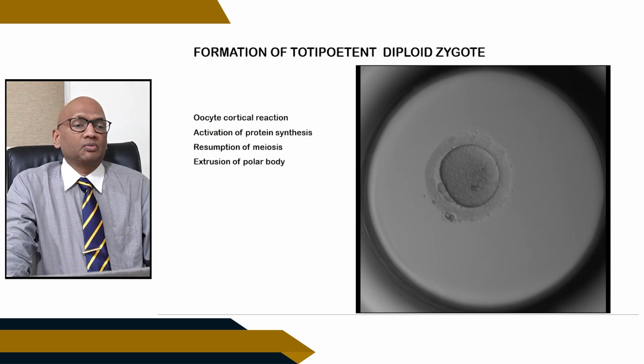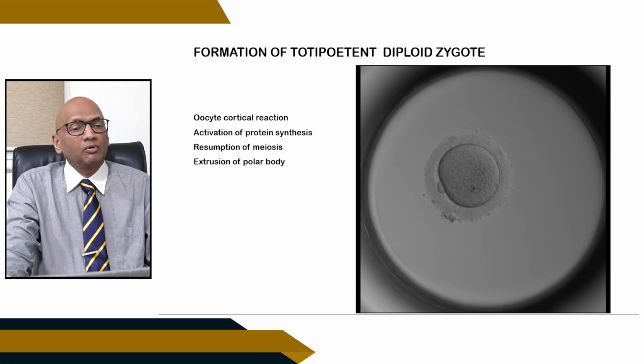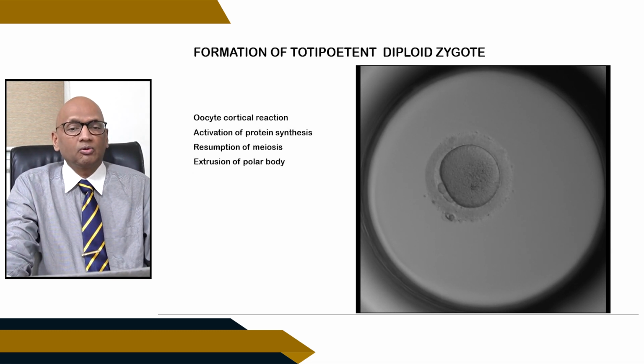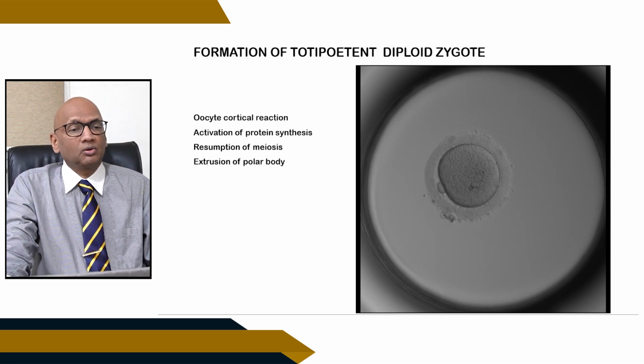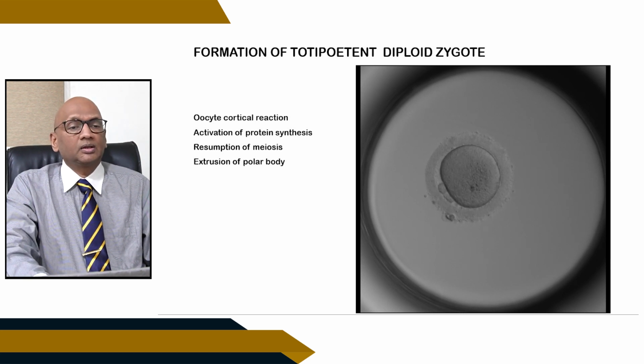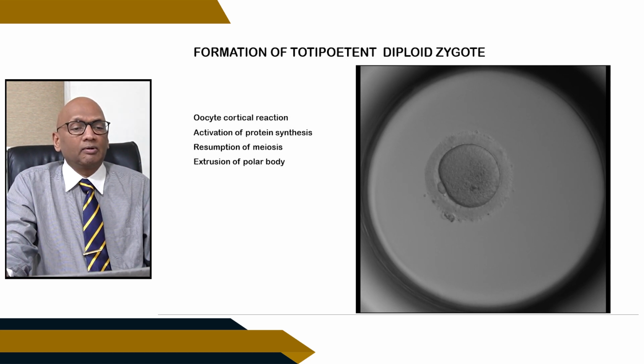Once the zygote forms, it is a totipotent cell wherein, before it becomes a diploid zygote, the following events happen. One is the oocyte cortical reaction, activation of protein synthesis, resumption of meiosis, and exclusion of the polar body. Here in this video, I will be showing you the morphological events that happen during a time lapse, wherein you are seeing the cortical wave.